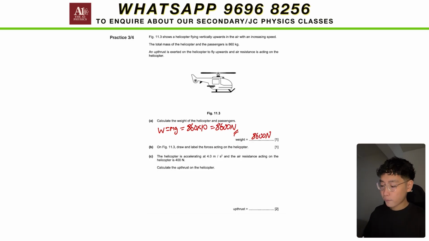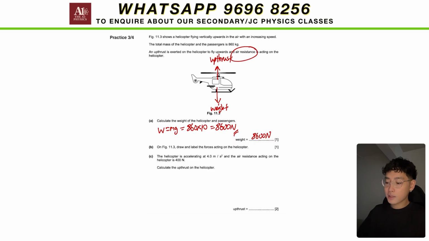Now, draw and label the forces acting on a helicopter. So I know that there's going to be the weight, right? The weight always acts downwards. There's going to be the weight. There is going to be an upthrust. So upthrust is the force pushing up the helicopter. We call this the upthrust. Obviously in the exam, you got to spell out the full thing so you don't lose marks. So we just spell out the full weight.